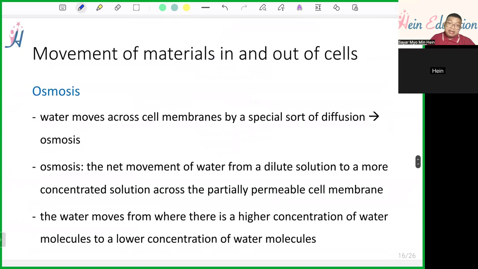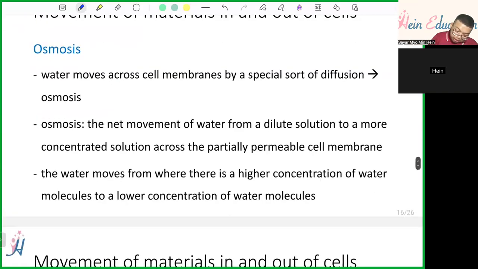And lastly is osmosis. So diffusion and active transport are pretty similar, but diffusion is from high to low concentration. Active transport is from low to high concentration. For osmosis, again, it is a special sort of diffusion. One thing I want you to remember is that whenever we talk about osmosis, it refers only to the movement of water. So for the movement of water, you have to automatically remember osmosis. We never mention diffusion when we talk about the movement of water. So movement of water is a special sort of diffusion, which is osmosis.